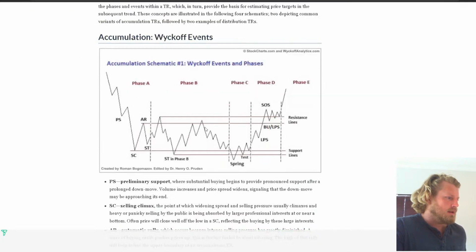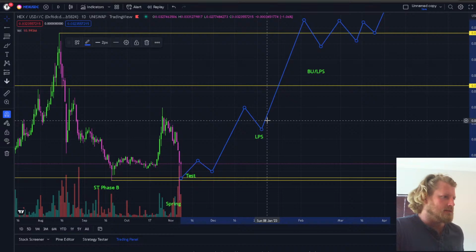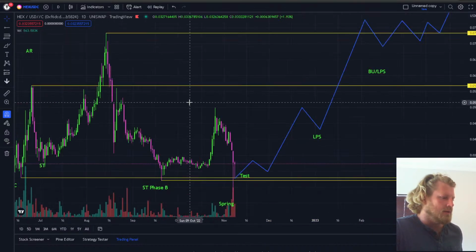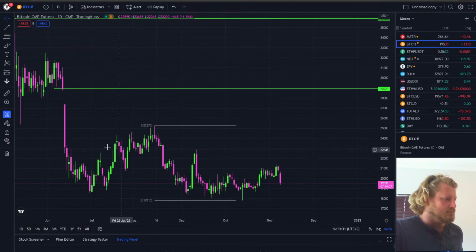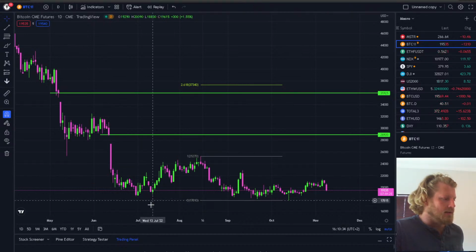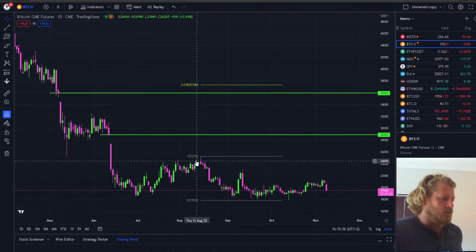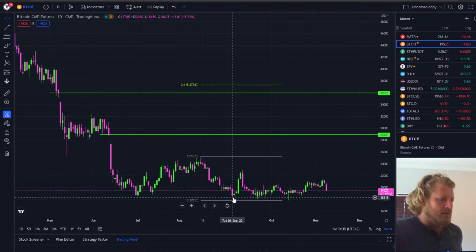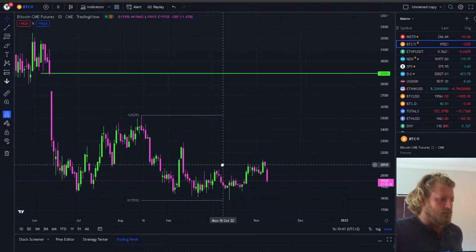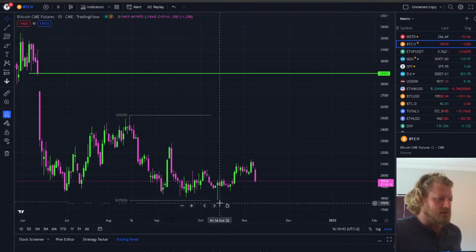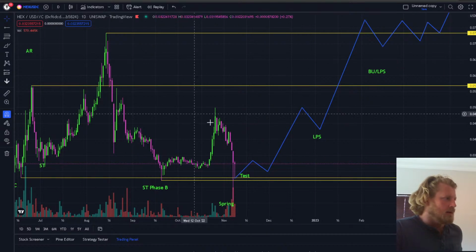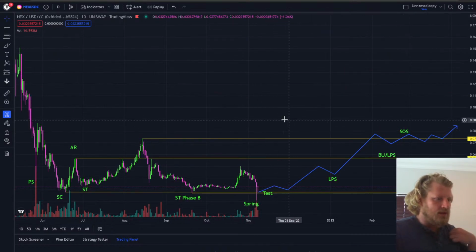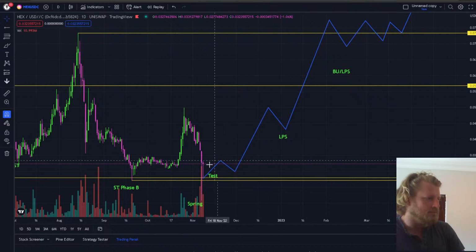And I mean, it looks pretty much exactly like the cycle that we're experiencing now, right? And if we look at Bitcoin, this looks very much the same, right? Your initial selling, your selling climax, your automatic rally, you have it bouncing down here on support, a new low, which is the spring, and then you rally off here. So I mean, very much looks like this is what we're having here.